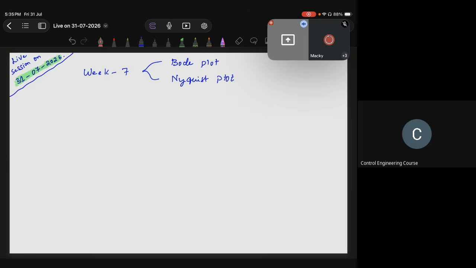Okay, so in the previous live, we have seen a problem on Bode plot, and I also have shared two more problems on Bode plot in the Google Drive of the live sessions notes. So now in this class, we'll see a couple of problems on Nyquist plot.